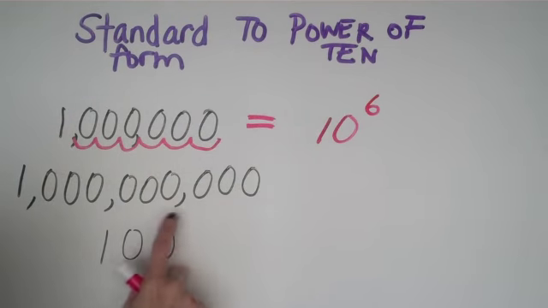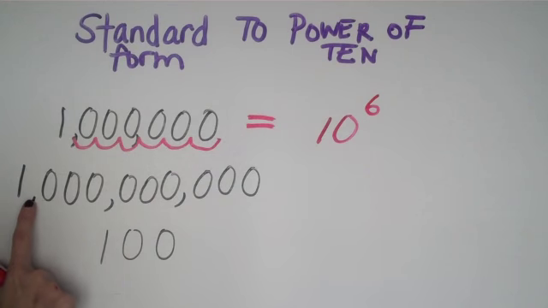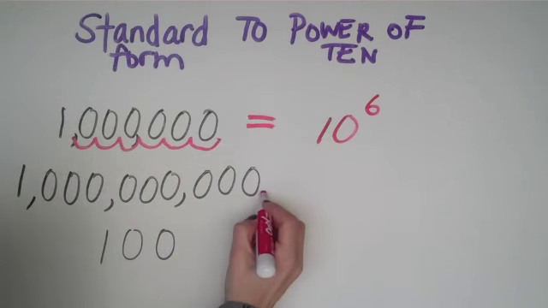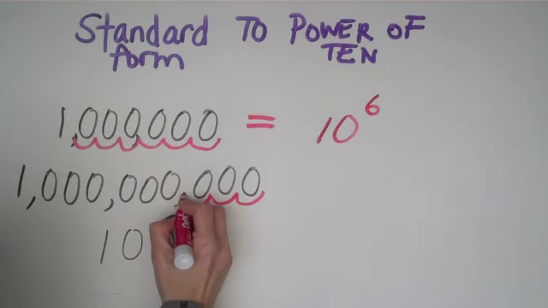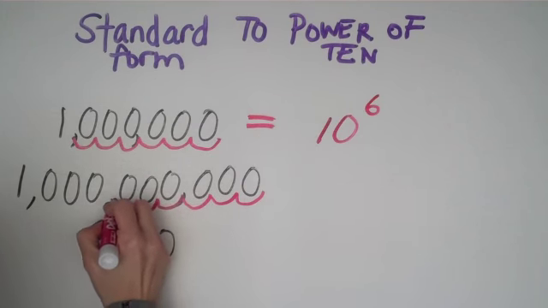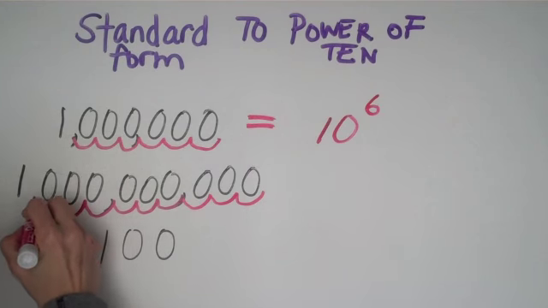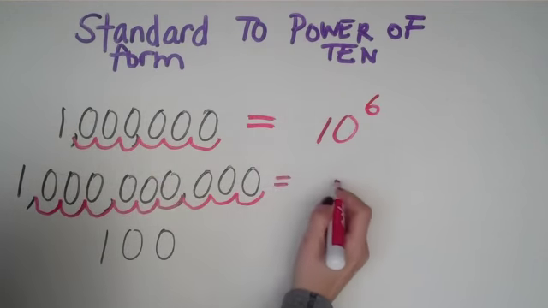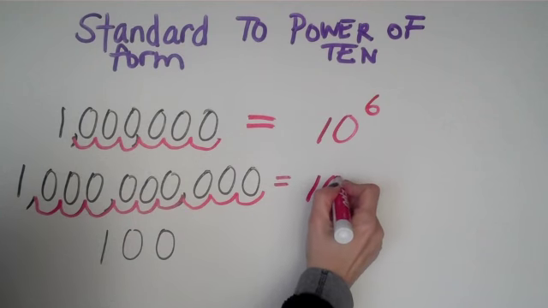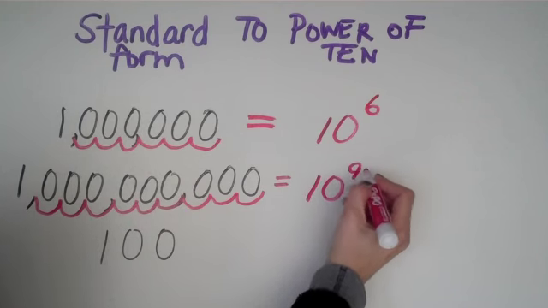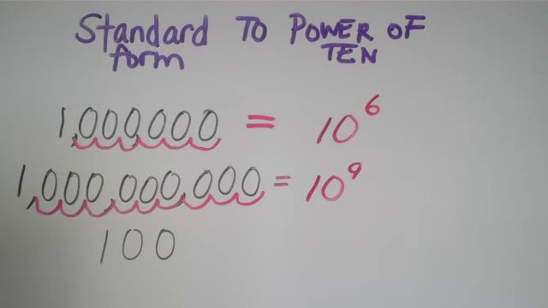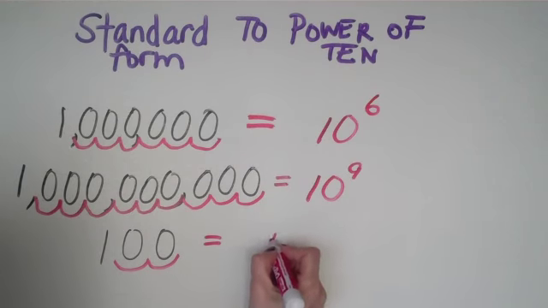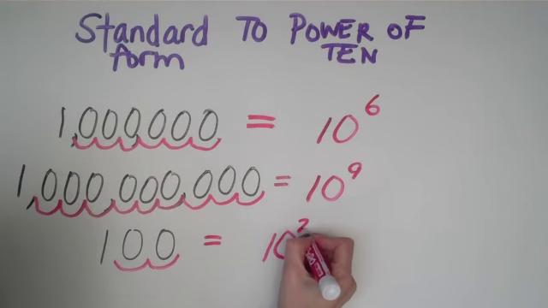So let's do another one. We know we're going to count to the right side of the 1. We're going to start from here. We're going to go 1, 2, 3, 4, 5, 6, 7, 8, 9. So this is the power of 10, write the 10 first, and we went 9 spaces, so it's 10 to the 9th power. We're going to do it one more time. I'm going to start from the right, 1, 2, and it becomes 10 to the 2nd power.